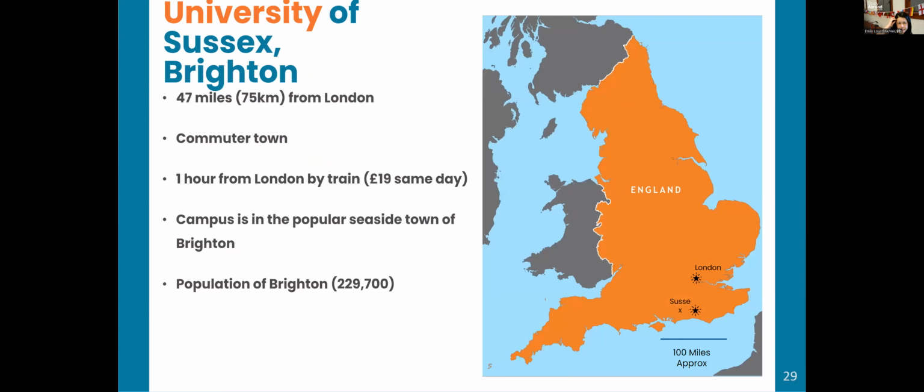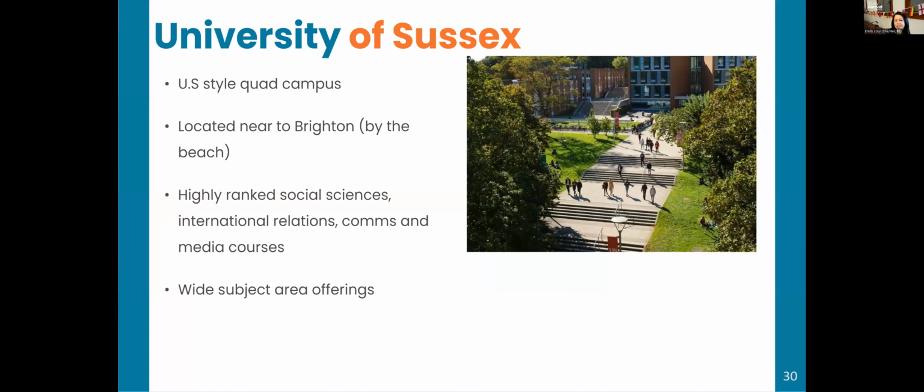You have University of Sussex, Brighton. So now we're getting even closer to London. Now we're only an hour away. It is, again, a very popular seaside town. A lot of Brits go there to vacation. And they're really well known for their social sciences, international relations, communications, and media courses. So if you are hoping to study any of those courses, I highly recommend this university.